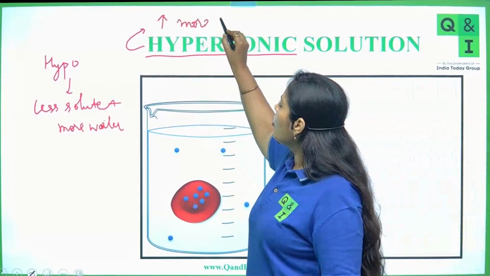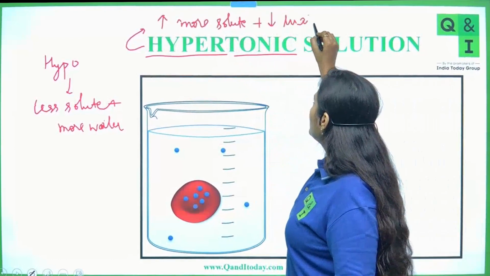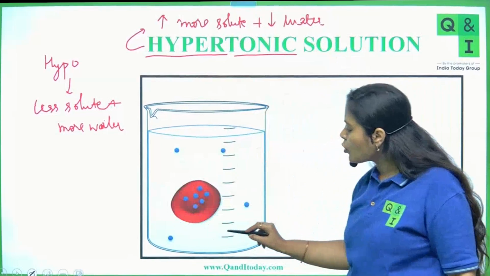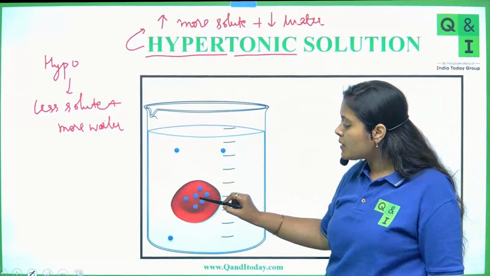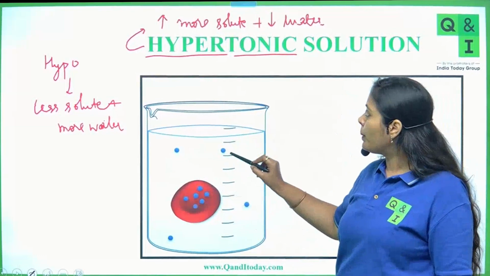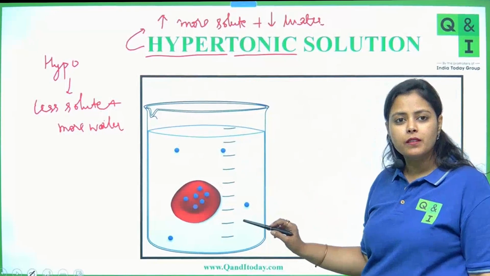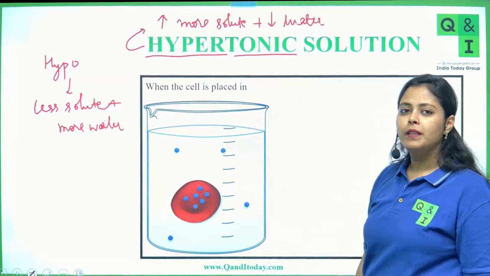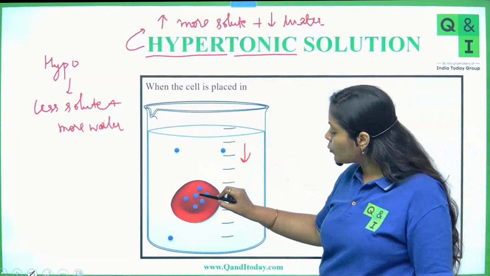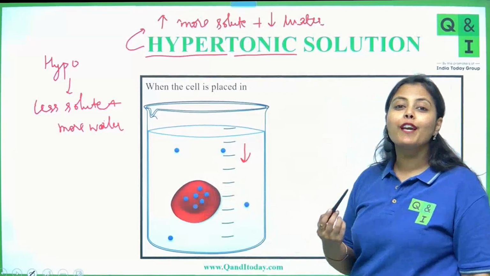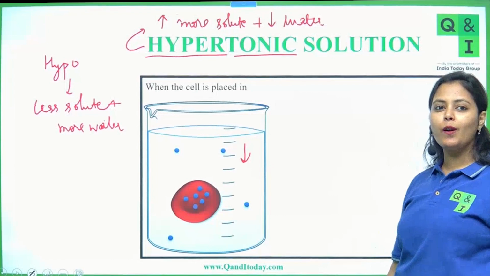There would be more solute and less water, in this solution as compared to inside of the cell. There would be more solute present and less water present. Okay, so now what will happen? When the water concentration is low here in comparison to the inside of the cell, from where would the water move now? You can guess this now. You have understood the concept.